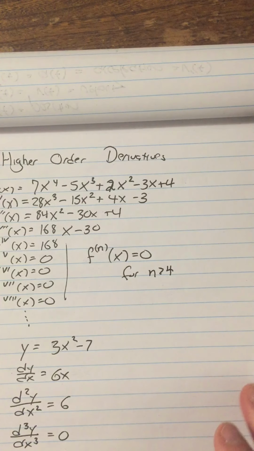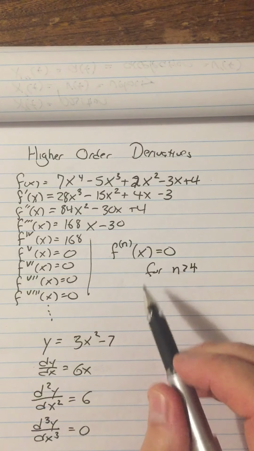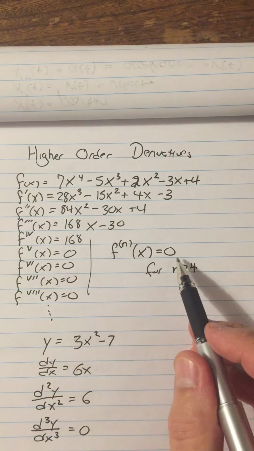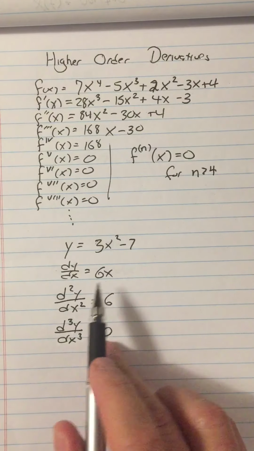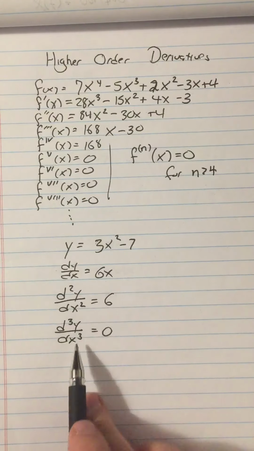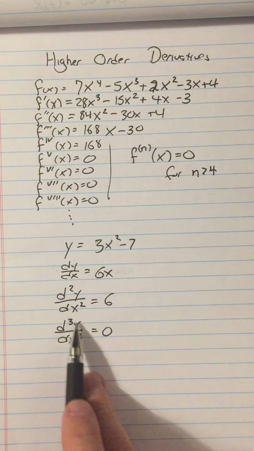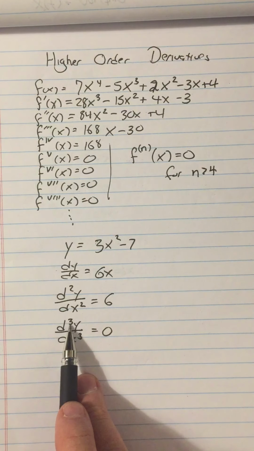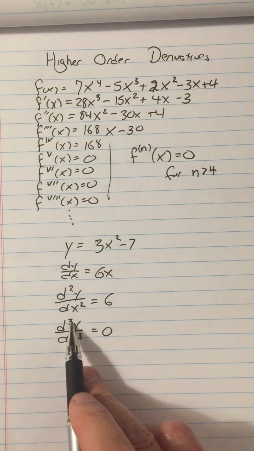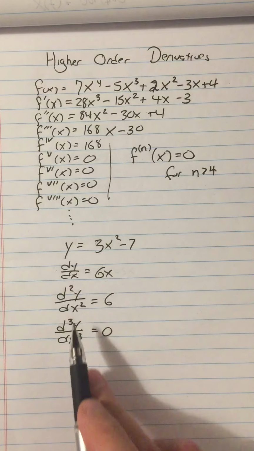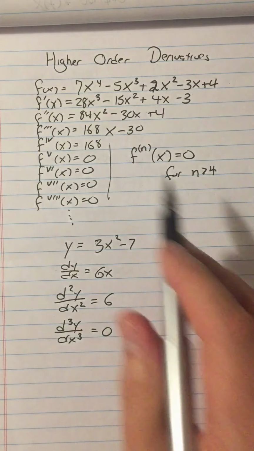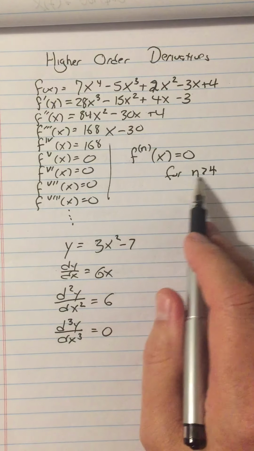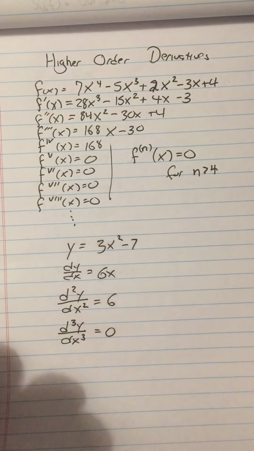So in general, for any polynomial, the nth derivative is going to be 0 for any n greater than the degree of the polynomial. This is a second degree polynomial, so once we get a greater order of derivative, these are called orders, greater than the degree, that would be 3, from then on they're all 0. So after you pass the degree of the polynomial, all the derivatives are 0.